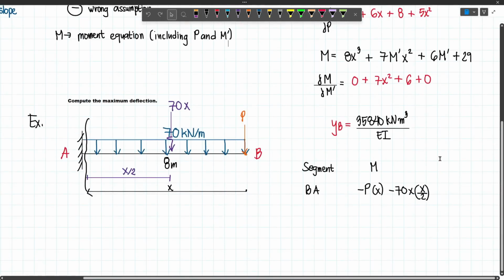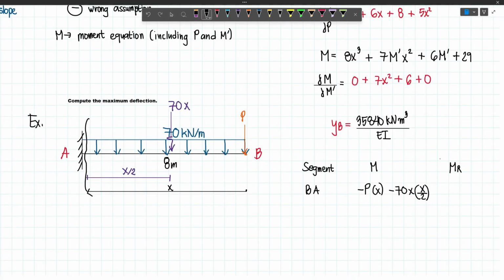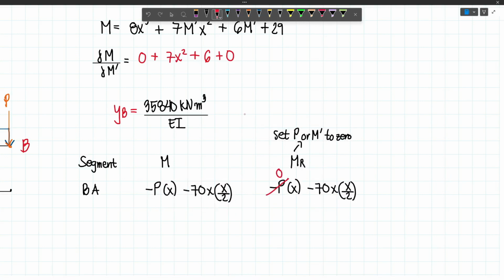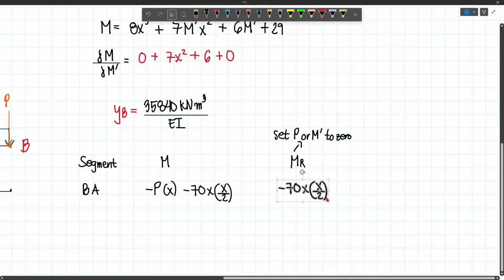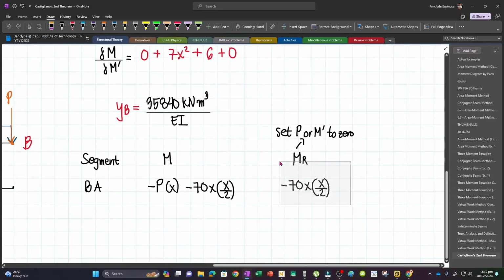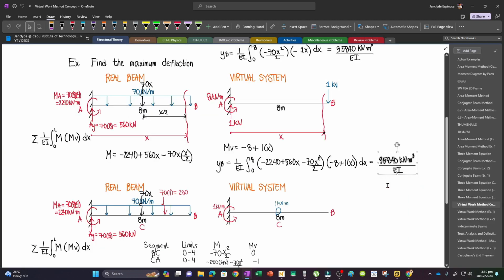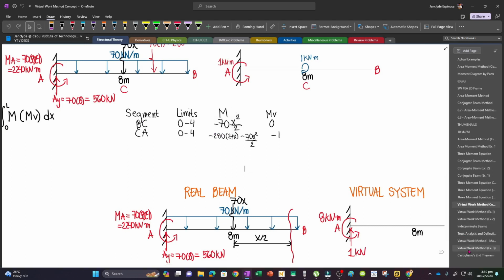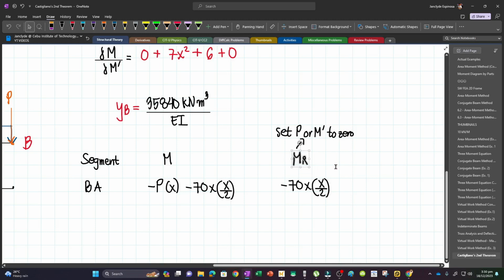So let's just add another one here, which is mr, in which we will set p or m prime to 0. Now let's just copy this one and then set it to 0. So if this is 0, this will be excluded, and so what remains is negative 70x times x over 2. So we remove this, and this is what remains. Now notice that this is the same equation in the virtual work method considering the real beam. For segment BC, our moment equation is negative 70x squared over 2, which is the same as mr, or the moment in the real beam.